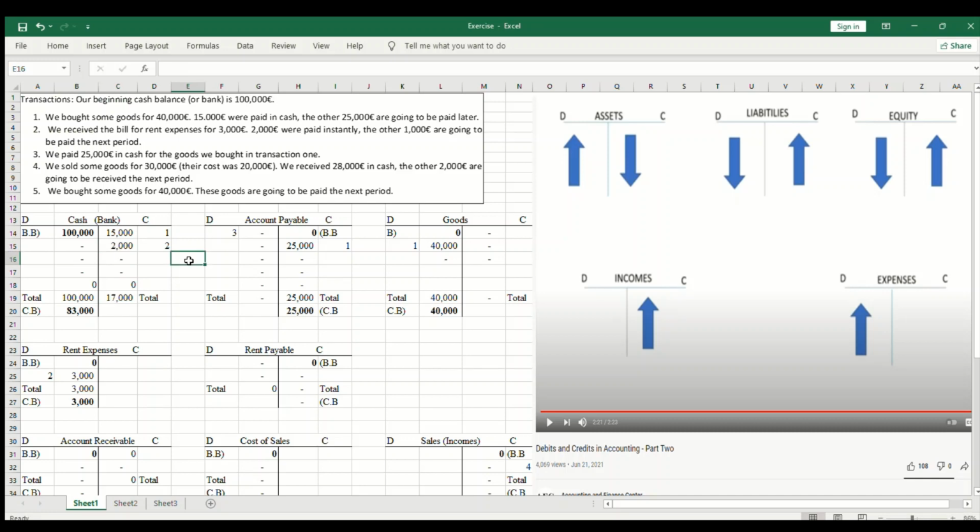The other 1,000 euros is a liability. This kind of liability is called rent payable. So we go to the rule of liabilities. The rule says that liabilities are increased on the credit side and decreased on the debit side. So we have to credit liability for 1,000 euros.